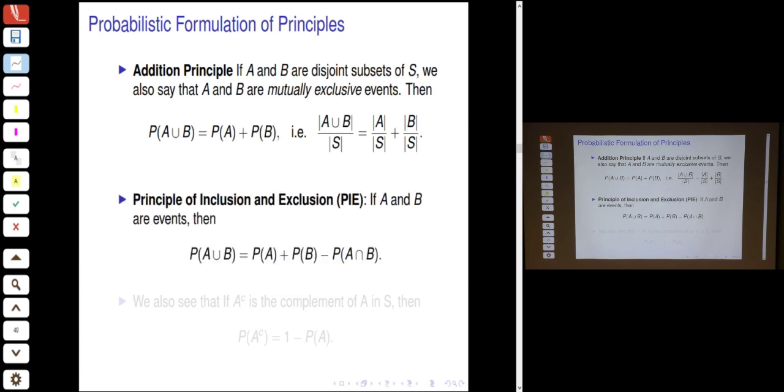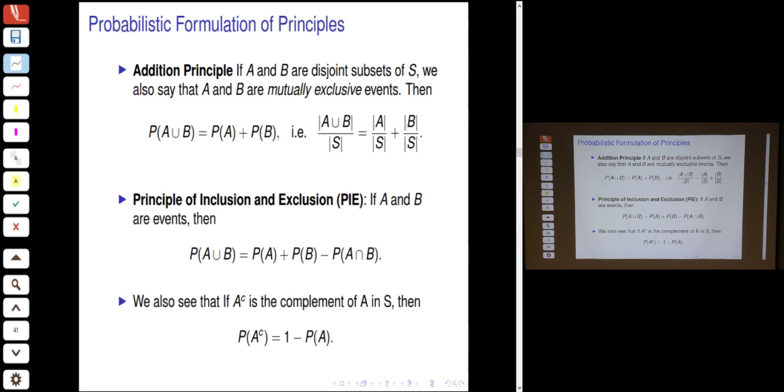Now for probability, you can also have the inclusion-exclusion principle. We also call it PIE, the pi. So if A and B are events, then the probability of A union B is P(A) plus P(B) minus P of A intersect B. Again, this is straightforward from what we learned in the previous lecture.